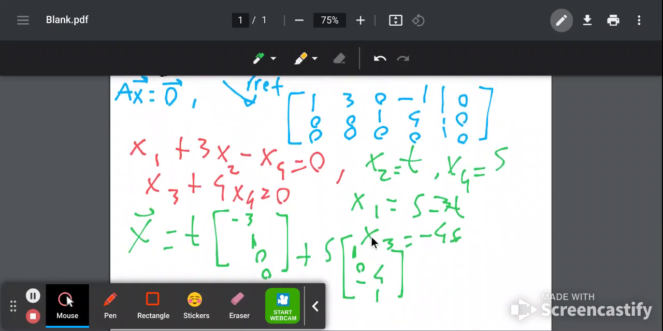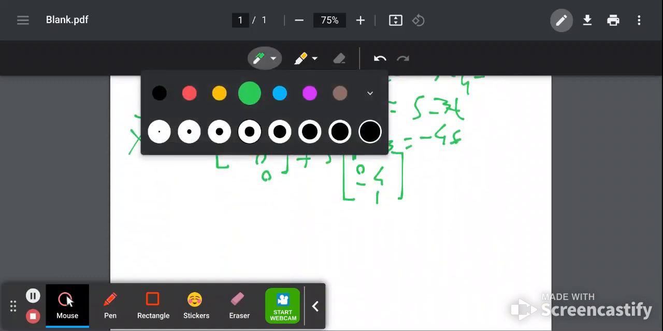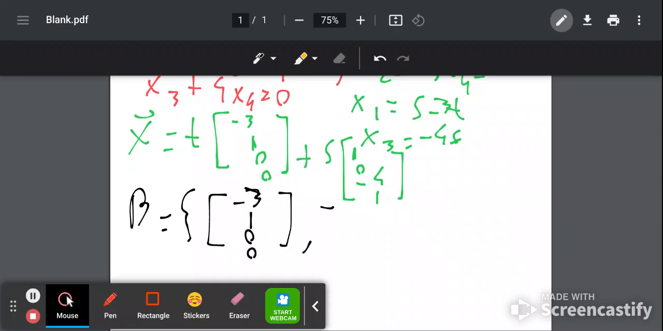So if we've solved the homogeneous equation, we've got these 2 column vectors, so our job is really easy. For writing the basis, let's say B, which is the basis of the kernel, this would be just the span of these 2 vectors: (-3, 1, 0, 0) and (1, 0, -4, 1). So that's all we have to do.